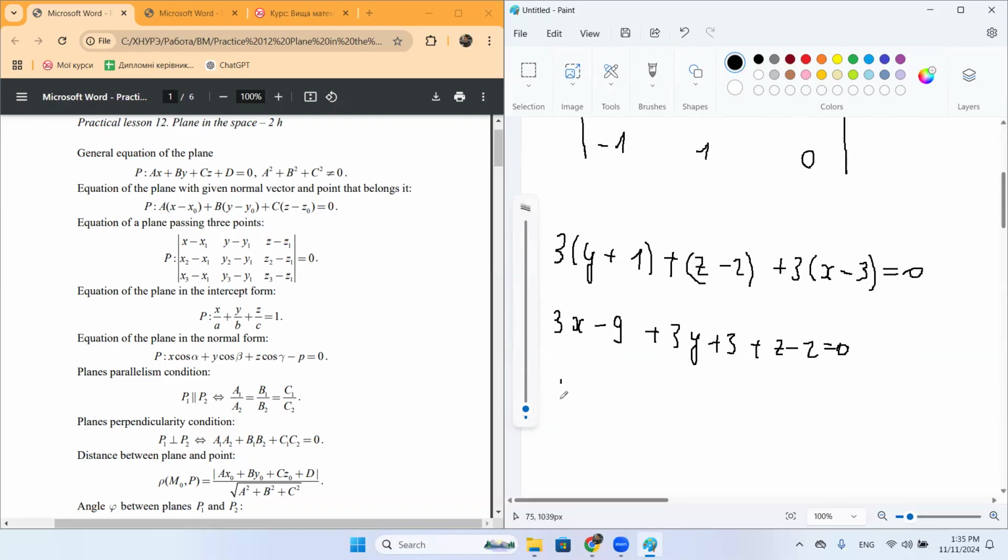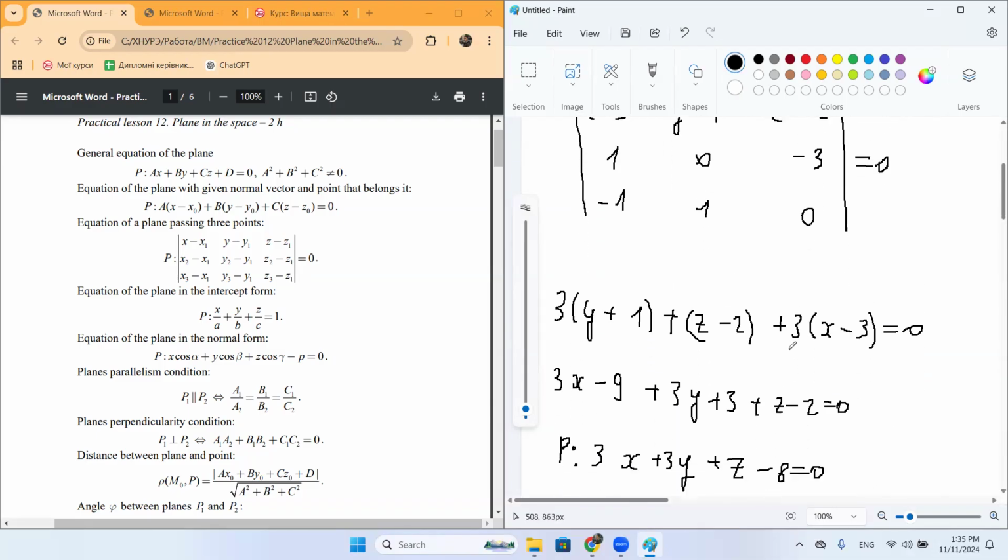And with reducing it, so 3x plus 3y plus z minus 9, so minus 6, minus 2, minus 8. Minus 8 equals 0. So here is the result, the general form. Any questions about this task? No questions. Okay, going on.